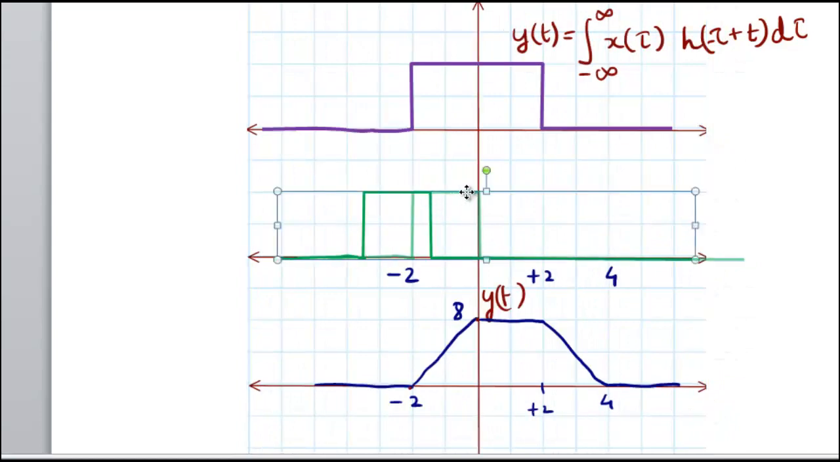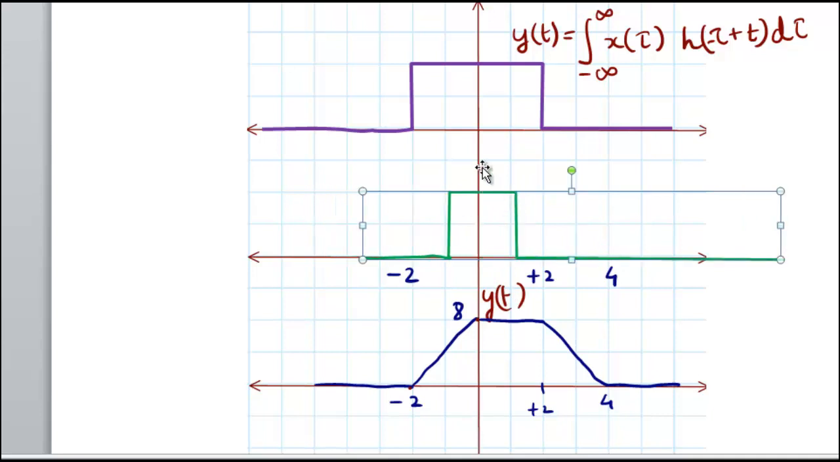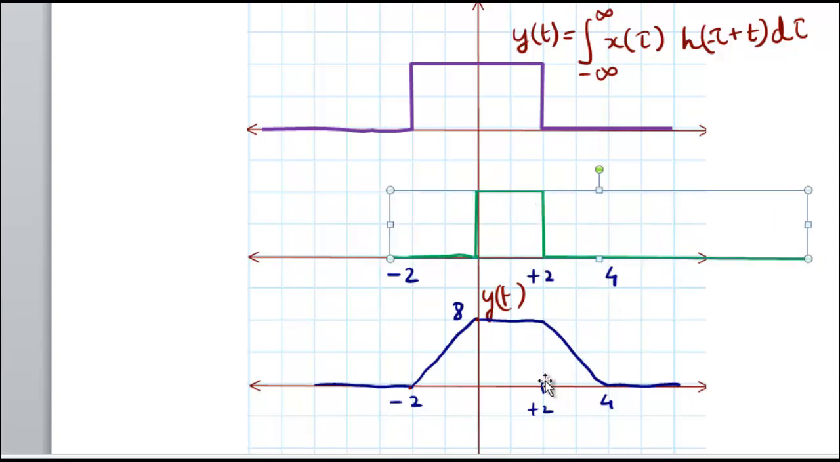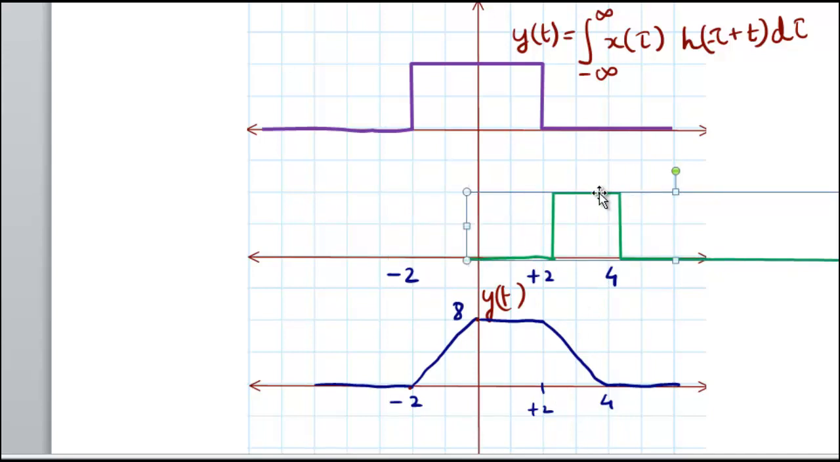Once this signal reaches here, after it reaches there, the multiplication is always going to be the same. That means the area is going to be the same up till this signal reaches here, and that is +2. Once this signal reaches here and then it goes out, slowly the area will keep on decreasing until it moves out, and you will get this signal.